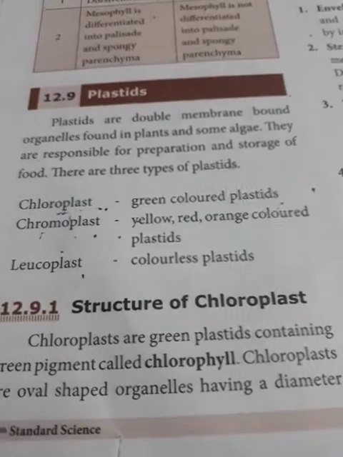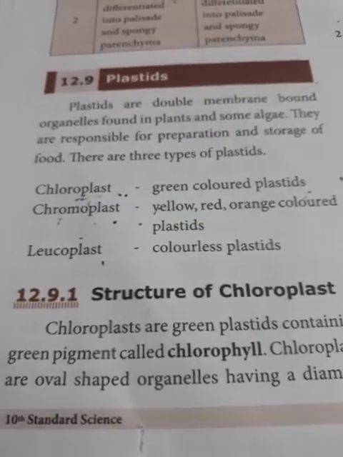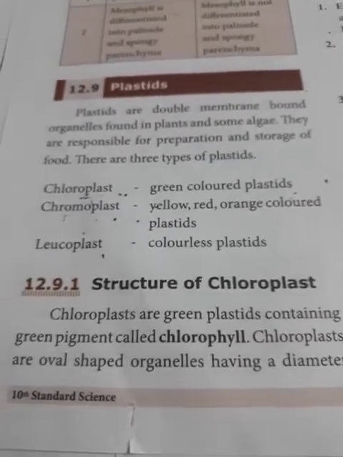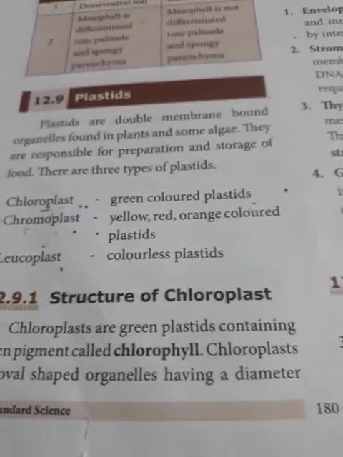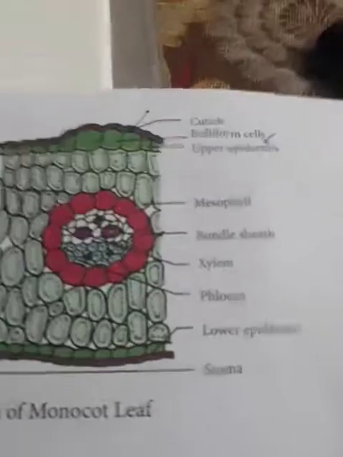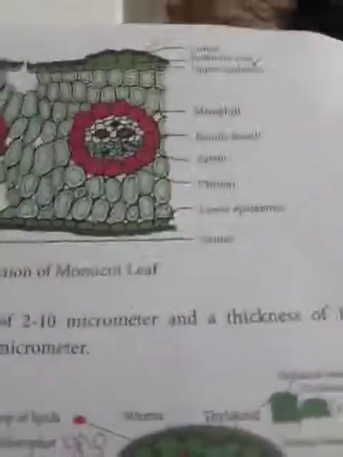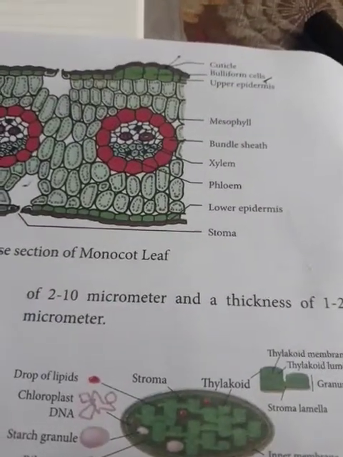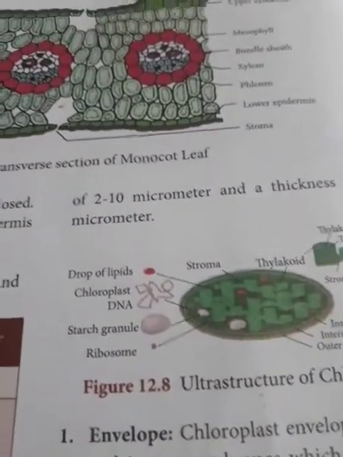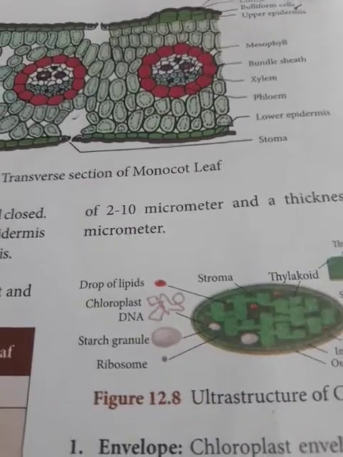Chloroplasts are green plastids containing green pigment called the chlorophyll. Chloroplasts are oval shaped organelles having a diameter 2 to 10 micrometer. That is, you have to memorize that one, and thickness is 1 to 2 micrometer. Now, the shape we are going to discuss. The structure is very, very important.